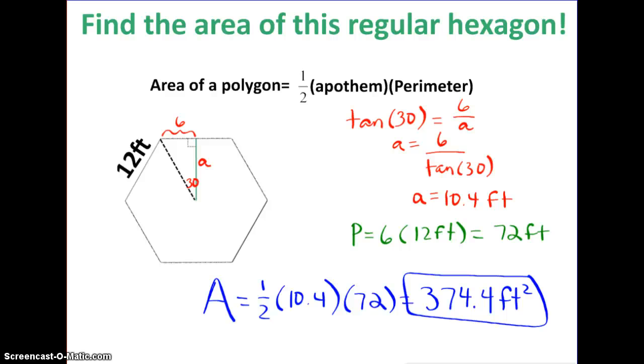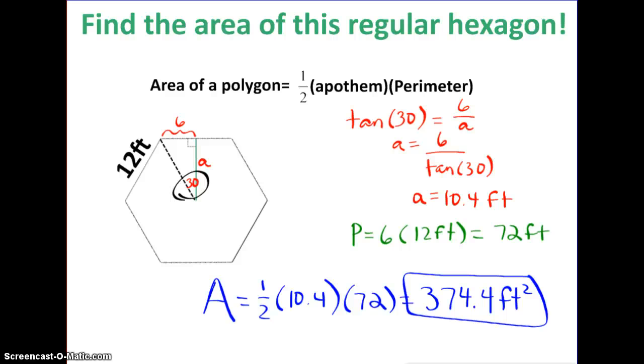Alright, so make sure that you've done your work correctly. Tangent of 30 equals 6 over a. You get 6 because it's half of 12. Okay, 360 divided by the 6 sides gives me 60 degrees, but I cut it in half to find the angle measure right here.